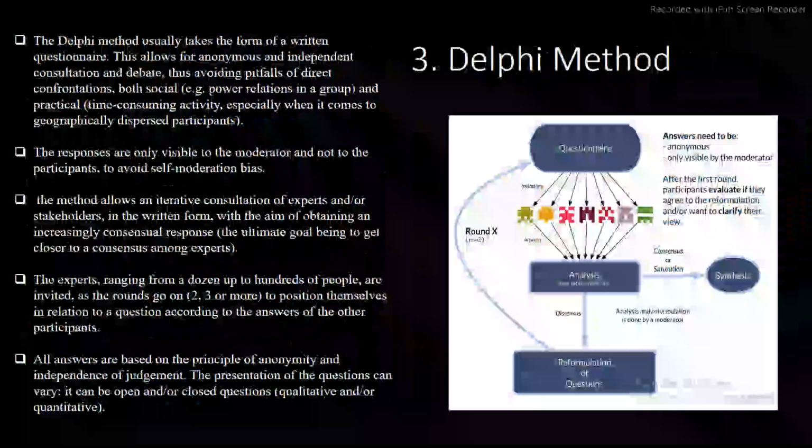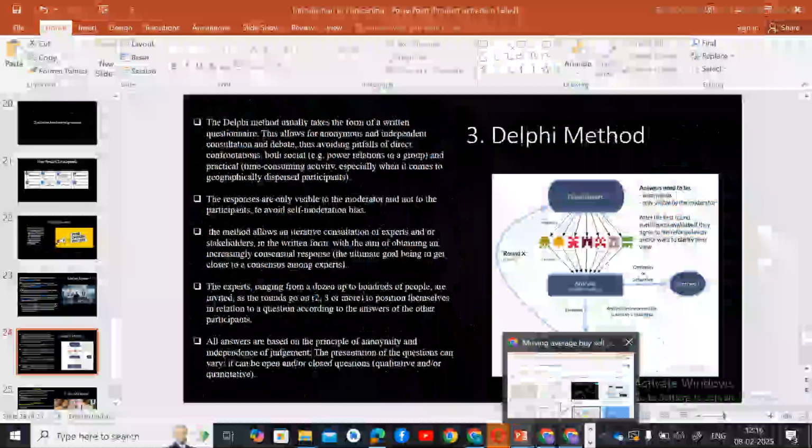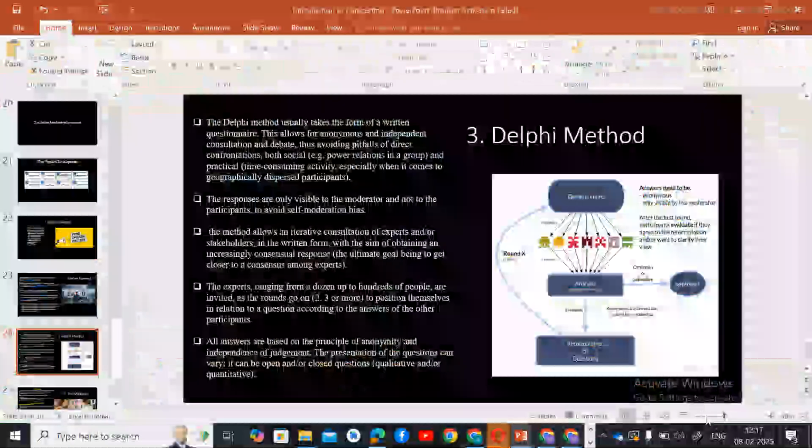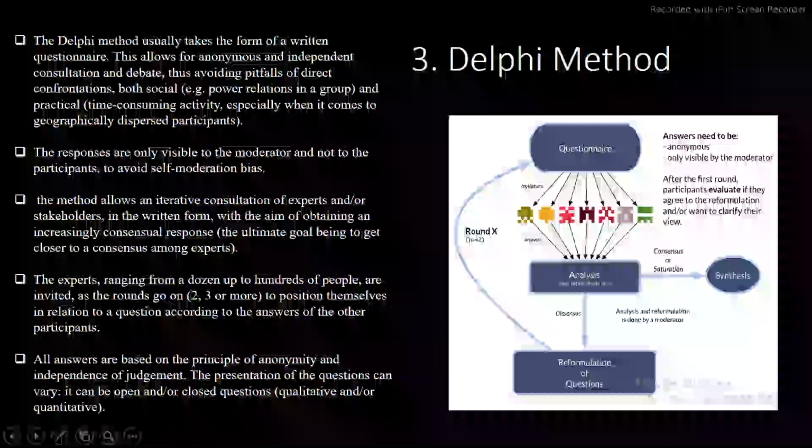Okay, so then there comes the Delphi method. I'm assuming that you are familiar with the Delphi method. The Delphi method is in the form of written questionnaires. This allows independent consultation and debate, thus avoiding the pitfall of direct confrontation, both social and when it comes to geographically dispersed participants. So what does the Delphi method typically do? You give some kind of form or questionnaire, and this allows anonymous and independent consultation and debate, so that you try to capture it.